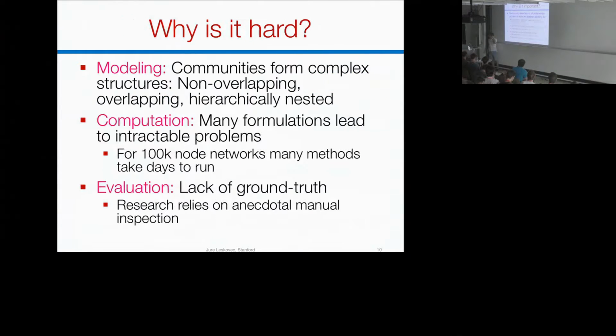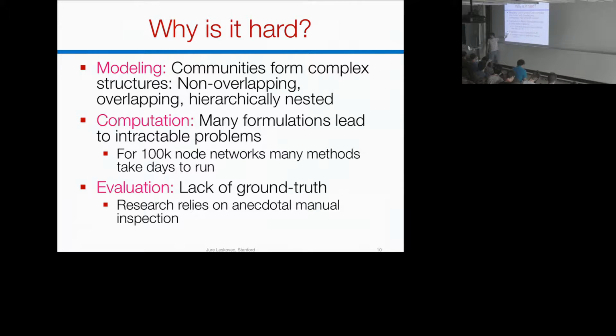And there are three aspects to this problem. So the first thing is that the structure of these groups, the way they form, can have many different facets to it. It can be non-overlapping, they can overlap, they can be hierarchically nested. So that's an interesting modeling question. Then computationally, this is a hard problem. Many formulations that try to get at this problem are NP-hard, and most of them don't scale to networks of a few thousand nodes.